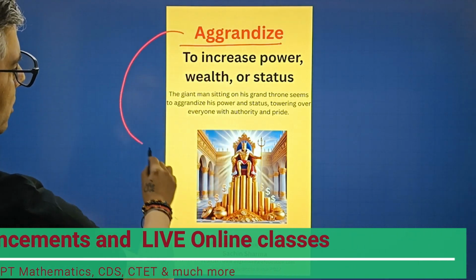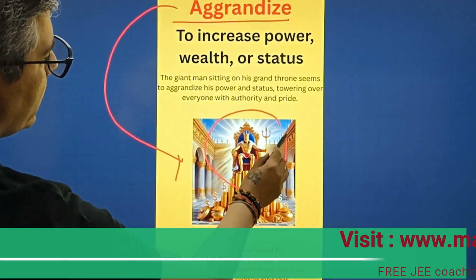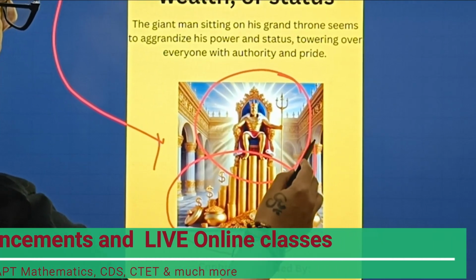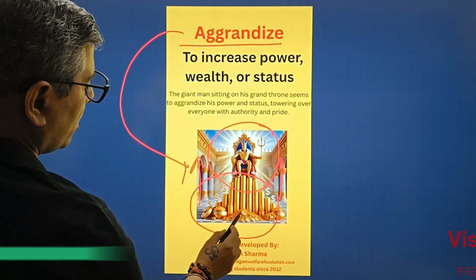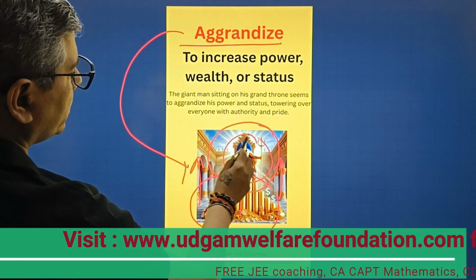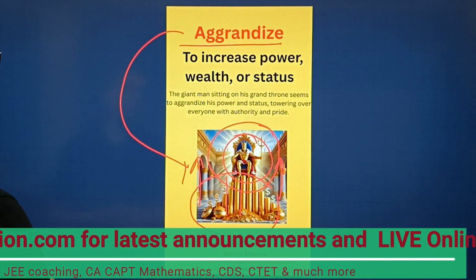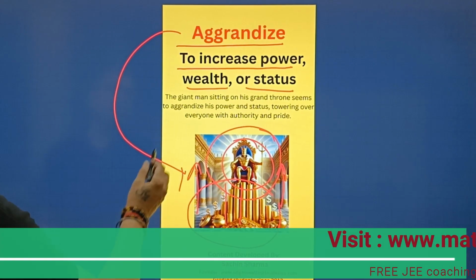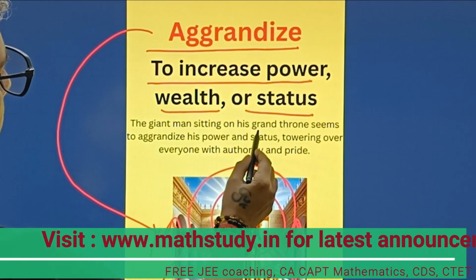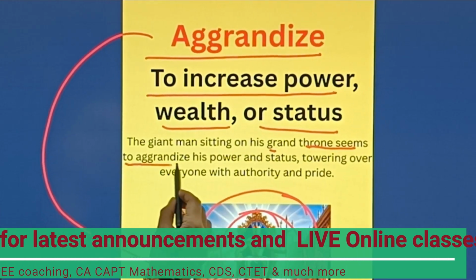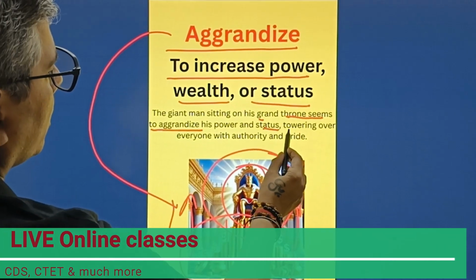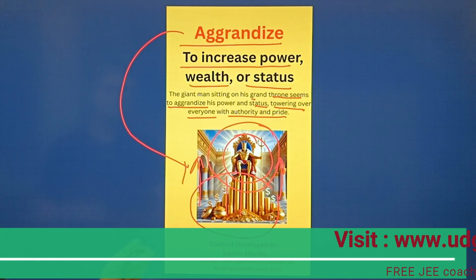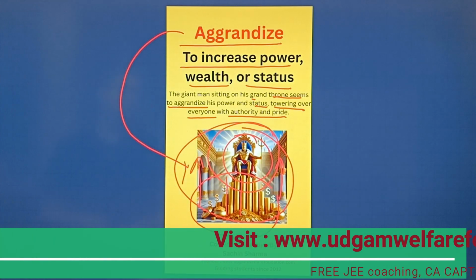Aggrandize. If you look at the picture here, a person is sitting on the throne and a lot of wealth is lying here, which is continuously increasing. If you can see here, the wealth is increasing and this person is sitting on the throne. Now if you look at the meaning, to increase power, wealth, or status. If you look at the sentence here, the giant man sitting on his grand throne seems to aggrandize his power and status, towering over everyone with authority and pride. So simply you can link the word with these particular pictures which I have created by using artificial intelligence.